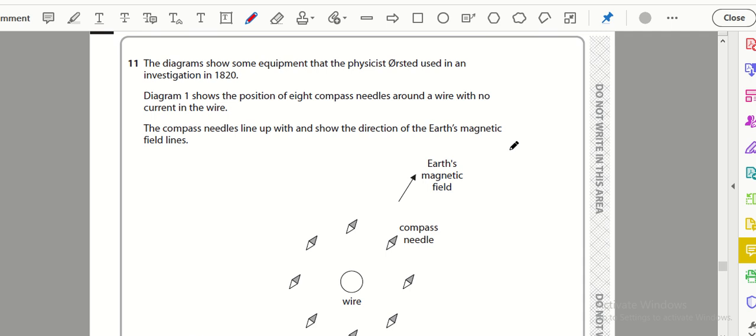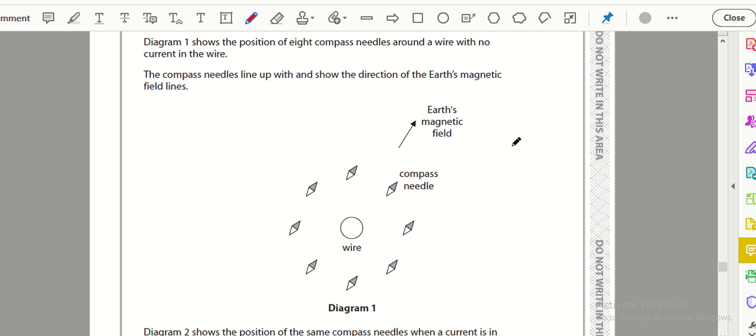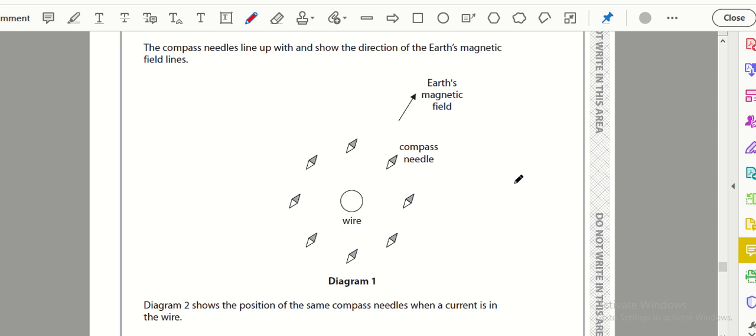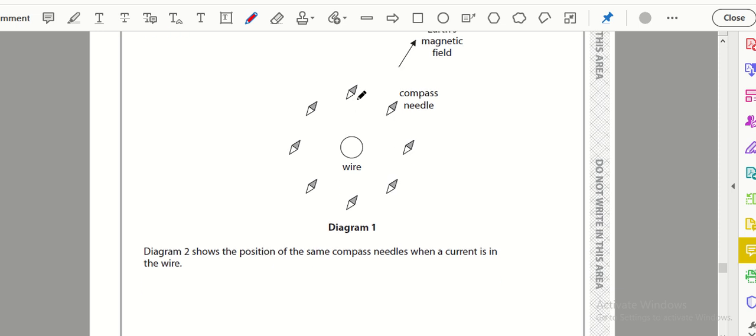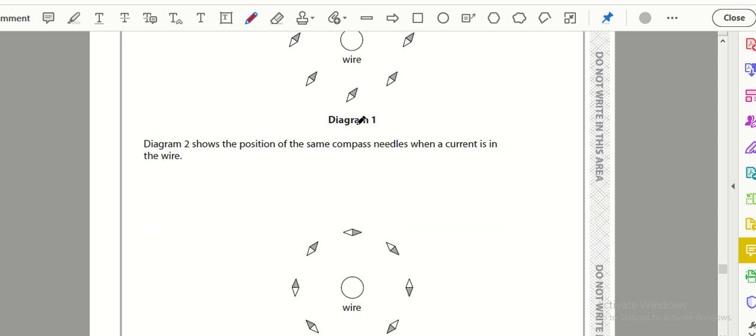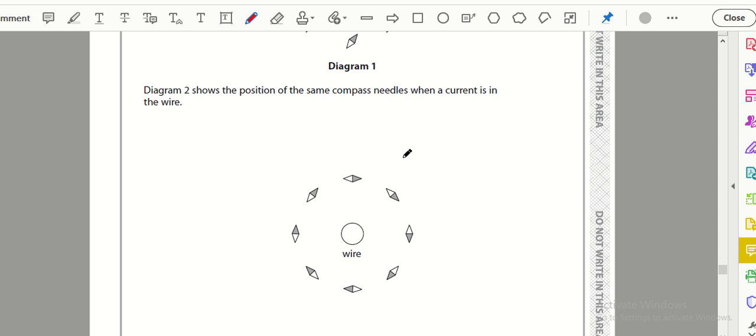The diagram shows an experiment done by Orsted. The diagram shows the position of 8 compass needles around a wire with no current. The compass needles line up and show the direction of the Earth's magnetic field lines. Diagram 2 shows the position of the same needles when a current is in the wire.